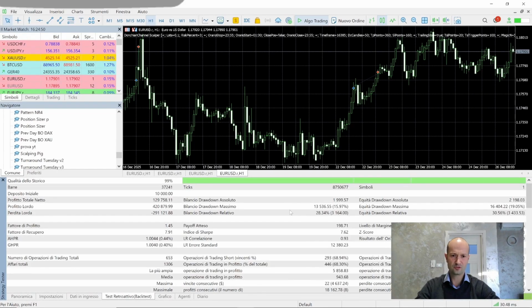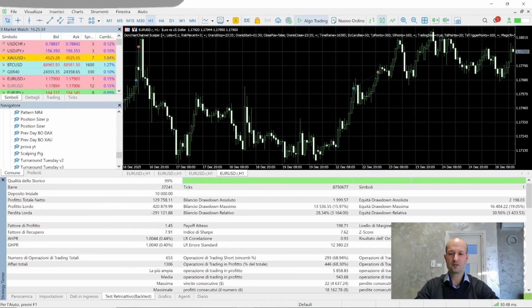As we can see, we had a drawdown of about 16% with a maximum of 19% on equity. This is an expert that doesn't make a huge number of trades because it made 653 trades over the entire period. The profit factor is quite good. It's 1.45. Then here you have all the other values if you want to take a look at them. In any case, it's a solid expert.